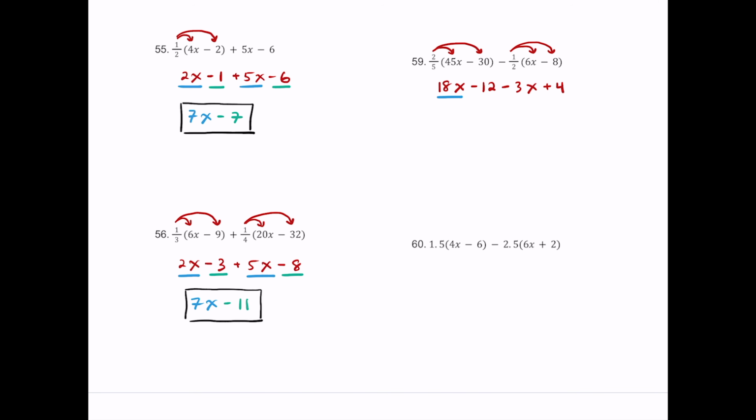This 18x and minus 3x will give us 15 total x. And we also will see here that negative 12 plus 4 is going to be negative 8. So we have a total of 15x minus 8 at the end.